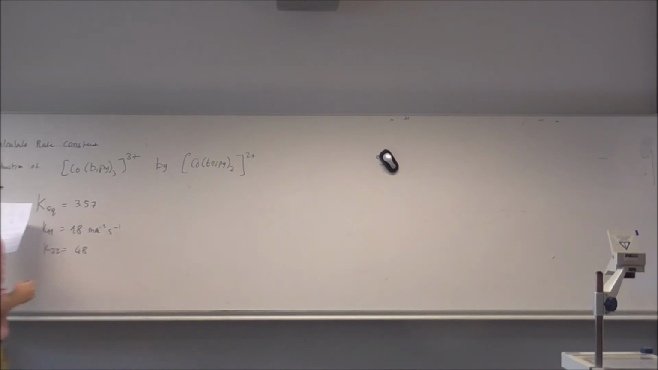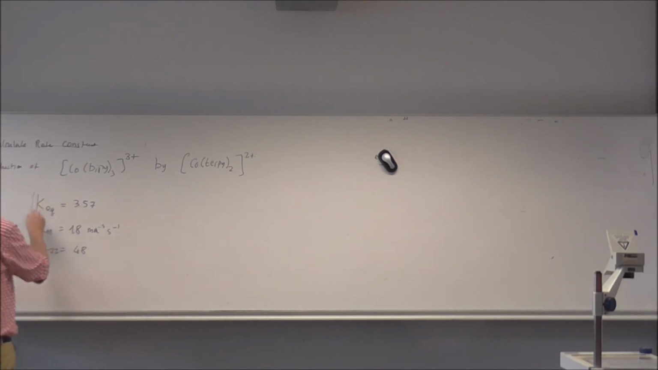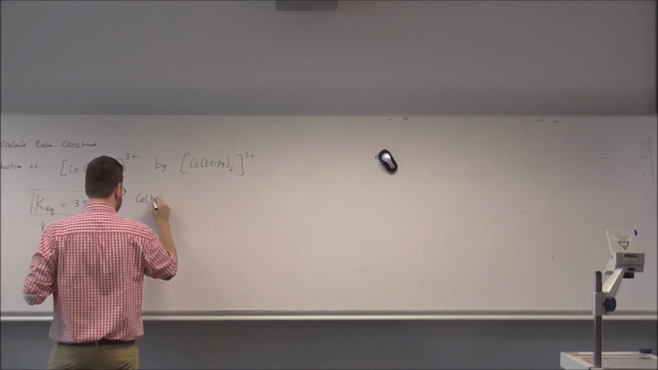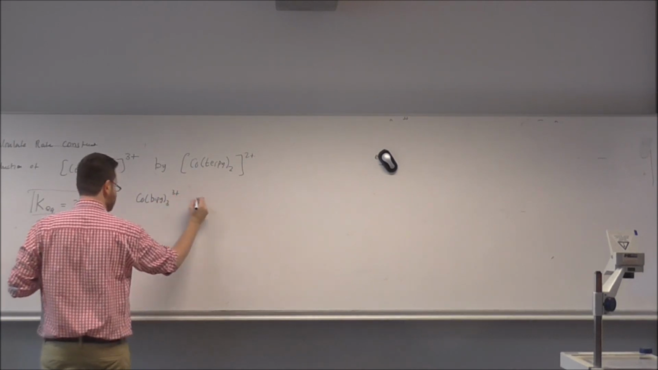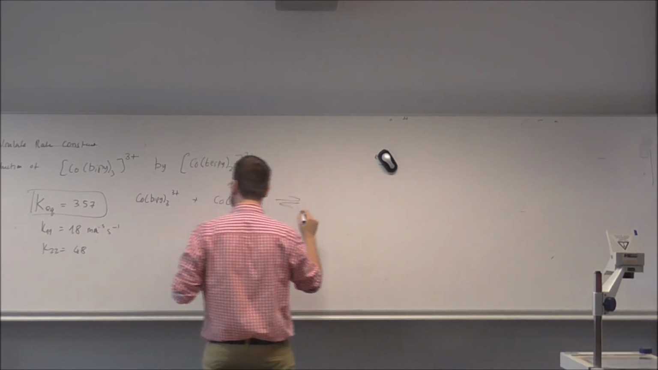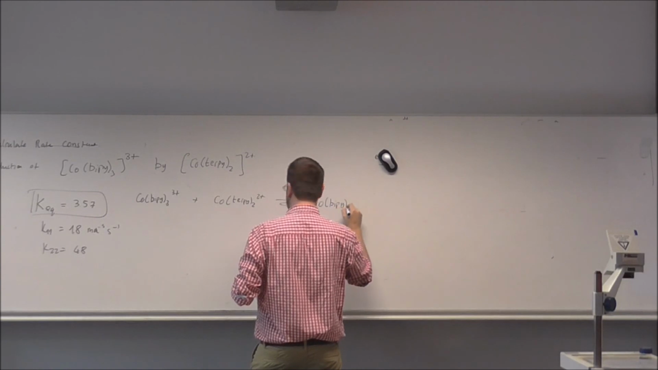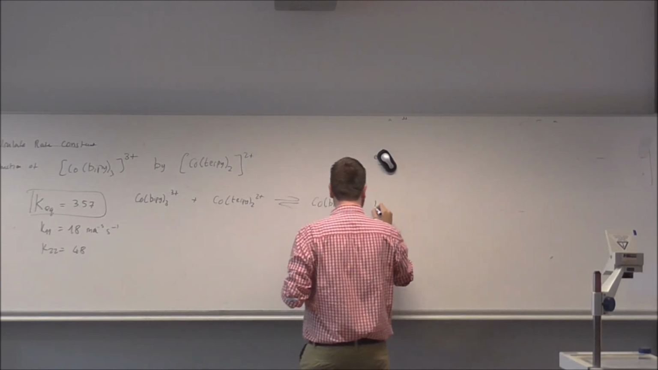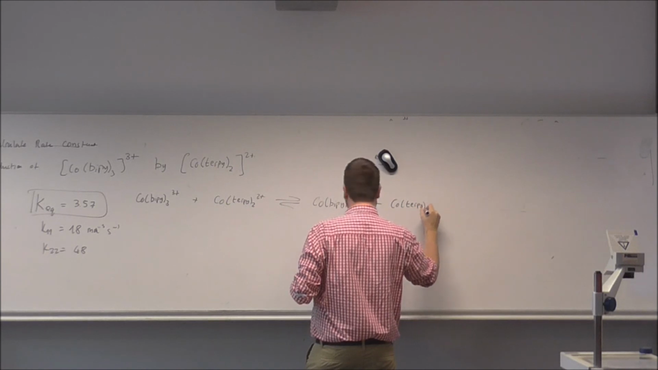What is the equilibrium constant referring to? What is it defined as? It's the equilibrium constant of this reaction. In other words, let's write it down. Cobalt bipyridine 3+ plus cobalt terpyridine 2+. The product will be cobalt bipyridine 2+ plus cobalt terpyridine 3+.